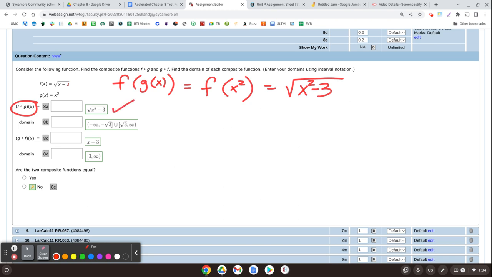Okay? So now the question becomes, what is my domain? What's the rule for square roots? For domains and square roots? What about square roots? There's an important rule. There's only 2 rules in math you need to know. Can't divide by 0. Can't divide by 0. Can't take the square root of a negative number.